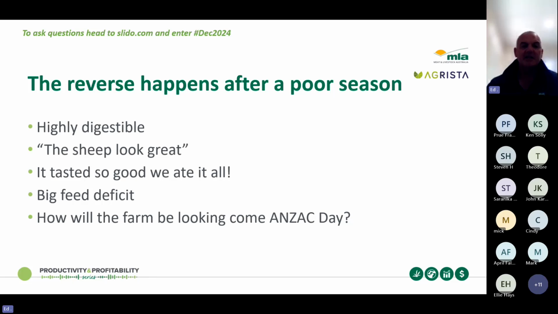And as I said on the previous slides about the poor season, how's my farm going to be looking come Anzac Day for that decision-making process in those years?